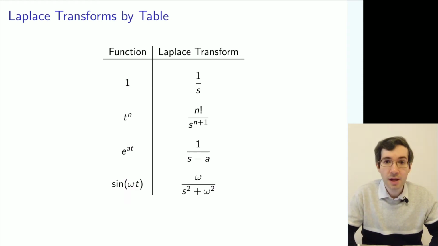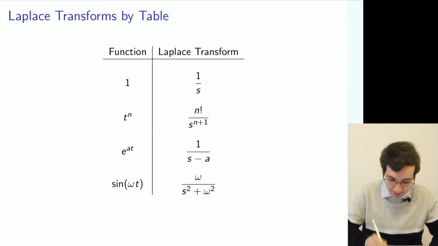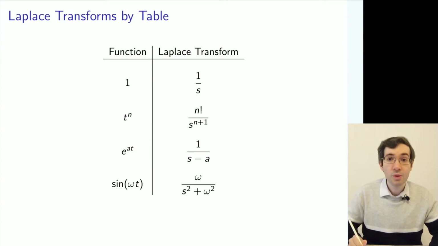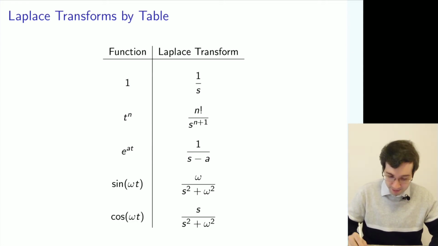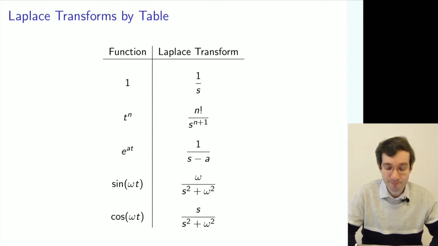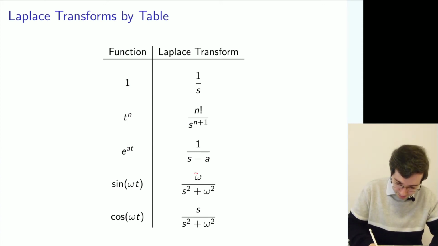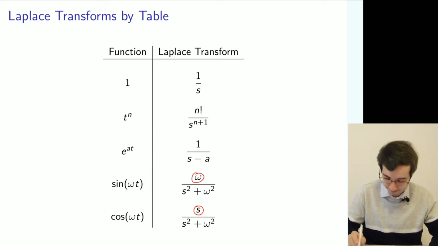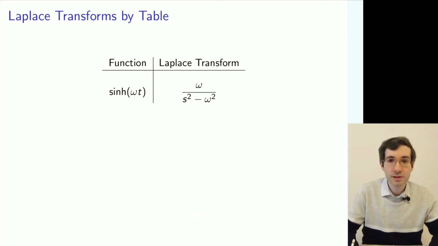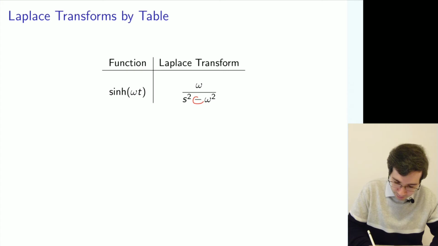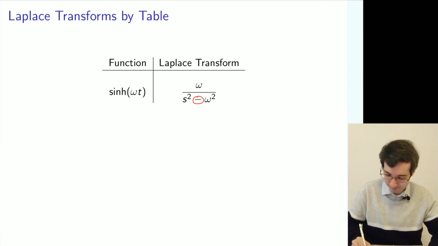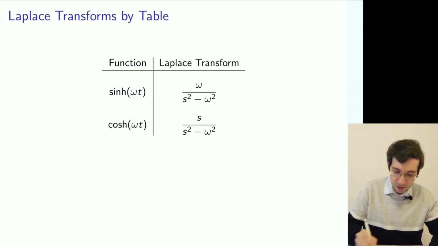And we just showed that sine of omega t becomes that. Similarly, we can look at the cosine of omega t. Note that the difference will be in the numerator on top. Likewise, we can look at the hyperbolic functions, like hyperbolic sine. And the main difference here will be the minus at the denominator. Or hyperbolic cosine.